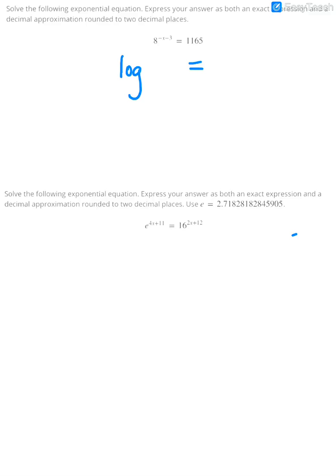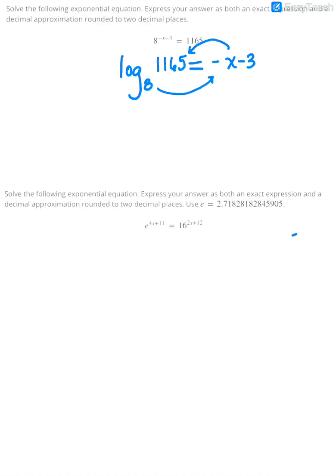Remember that starting with your base of 8, that is your subscript. The power goes on the side by itself. And then whatever it's equal to, that's what you're actually taking the log of. So in this case, we have the log base 8 of 1,165 is equal to negative x plus 3.